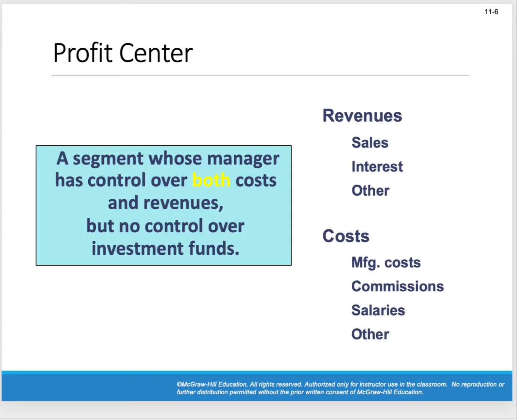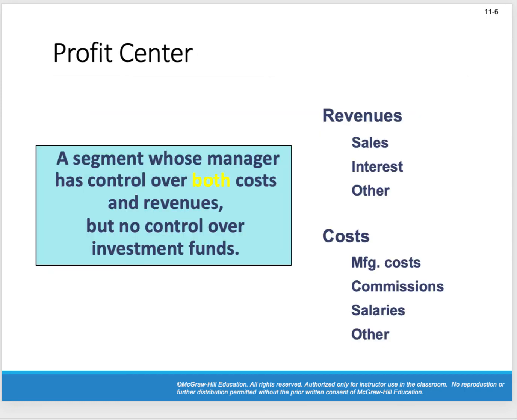Now, when we're looking at a profit center, the manager has control over both costs and revenue, okay? So let's flip the script a little bit, and say we're looking at a manufacturing plant. We make widgets. The manager of that plant is responsible for sales or revenue, right? How much revenue is your plant generating? Well, you need to get out there and make some sales. That person is also responsible for the costs within that profit center, things like manufacturing costs, commissions, salaries, utility expenses. All the operating expenses are under the direct control of that segment manager of the profit center.